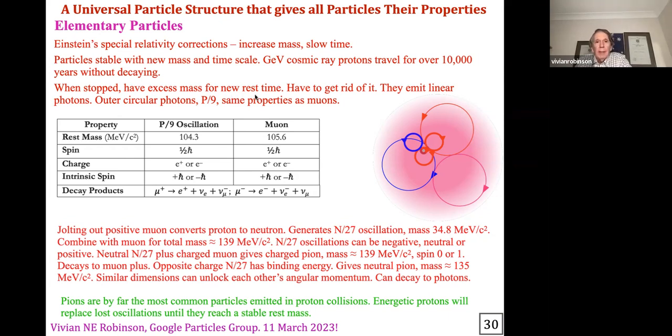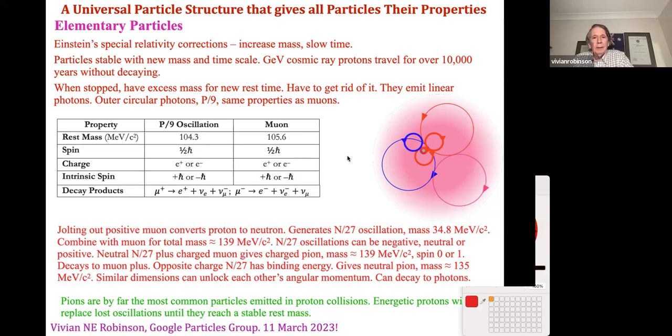They can do that by emitting linear photons, which we all know as Bremsstrahlung. The other thing is that these outer pi oscillations can just be jolted out. Here I'm showing that their properties are just the same as a muon. As I said, the muon's mass is a bit higher because inside the nucleus the particles are bound, so they lose a bit of their mass to that binding, and they pick that up when they're free. But when you jolt a positive muon out of a proton, it converts it to a neutron.